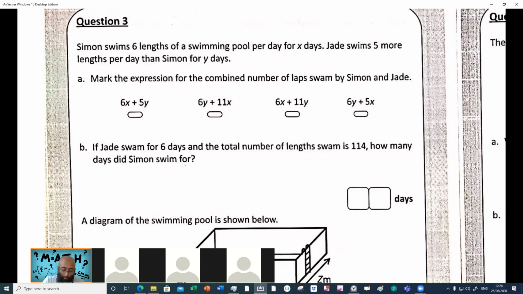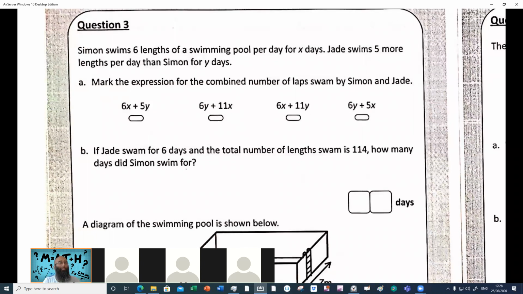Read, go. Simon swims 6 lengths of a swimming pool per day for x days. Jade swims 5 more lengths per day than Simon for y days. Mark the expression for the combined number of laps swum by Simon and Jade. Okay, lovely. Let's try to understand the sentence a piece at a time. So Simon swims 6 lengths per day for that many days.